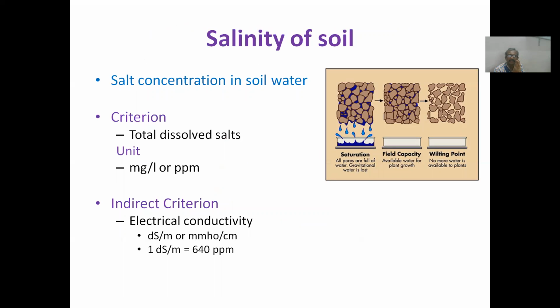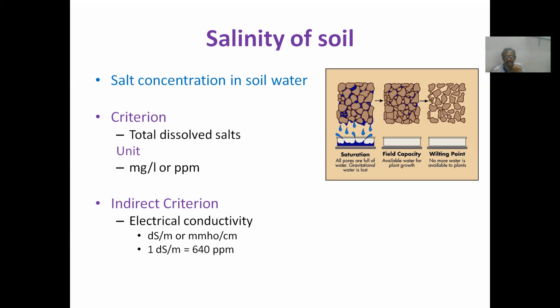Next concept is salinity of soil. Salinity of soil is obviously salt concentration in soil water. The criterion used to express the salinity of soil is total dissolved salts. The unit used for expressing total dissolved salts is milligram per liter or parts per million.